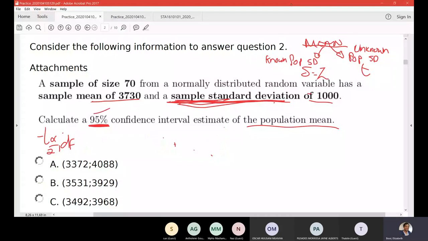So at 95, we know that 1 minus alpha is equal to 0.95, which means, therefore, our alpha is 0.05. So our degrees of freedom, which is n minus 1, is relying on that. So it will be 70 minus 1. That is our degrees of freedom, which will be 69. So our T alpha divided by 2, if we divide alpha by 2, we get 0.025, and our degrees of freedom of 69.